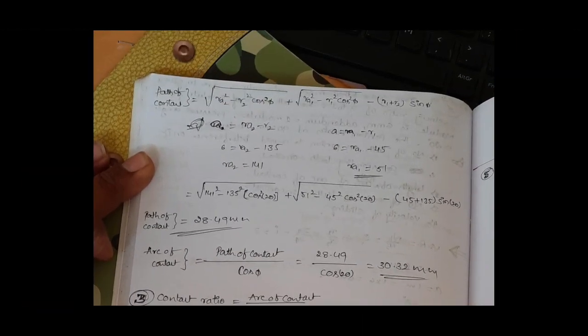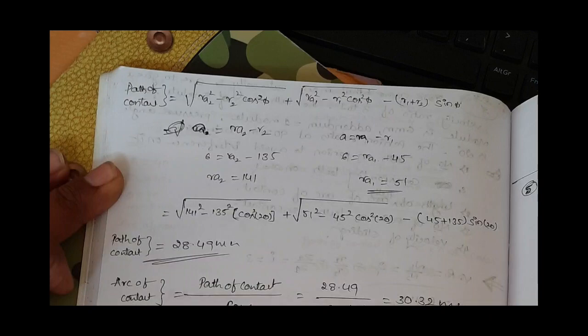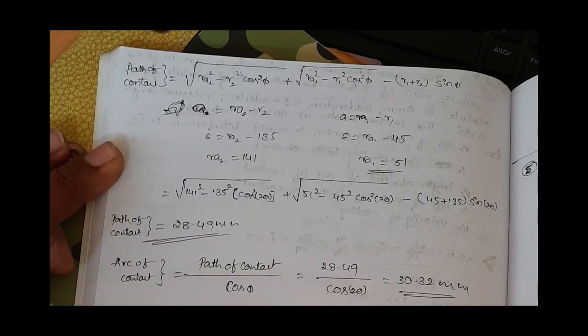Similarly, next, the first unknown we come to know. The second one is path of contact. Next one is arc of contact. The third one is contact ratio. Path of contact and arc of contact are specified in one line. First we need to find out path of contact. Next one is arc of contact. Next one is contact ratio. It's the same procedure as in the derivation we did.